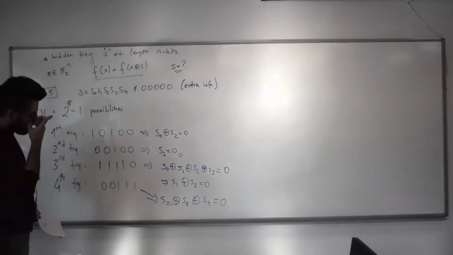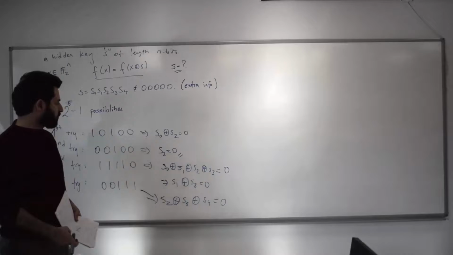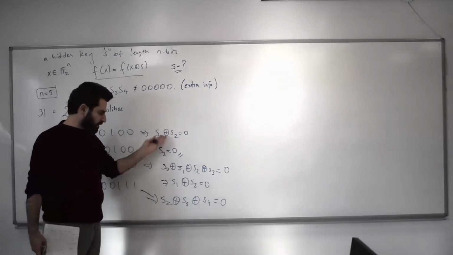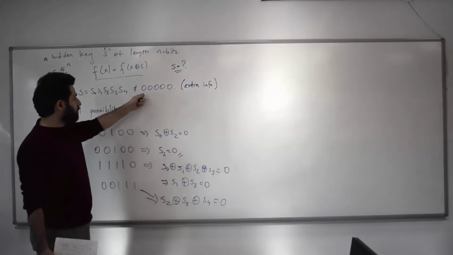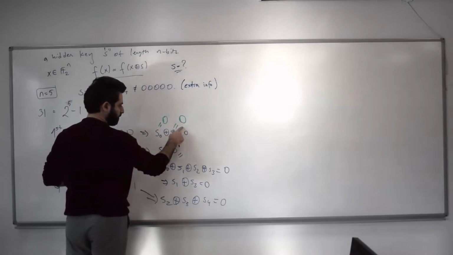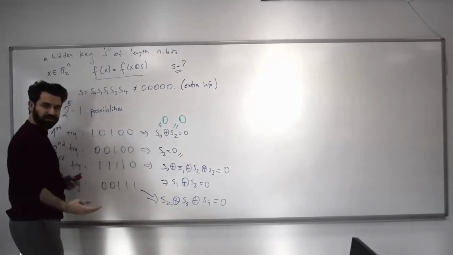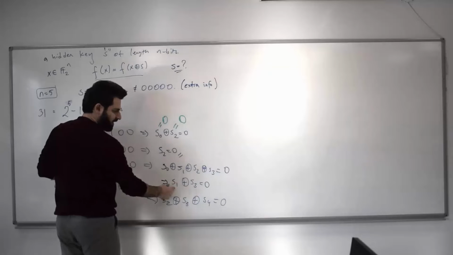Okay, so now you can see that if you assume all of them to be 0, then all these equations will be satisfied. However, we know that they're not all equal to 0. S2 is 0, therefore S0 is 0. Okay? Because their sum, their XOR is 0. How about S1, S3? Well, they cannot be 0, 0.